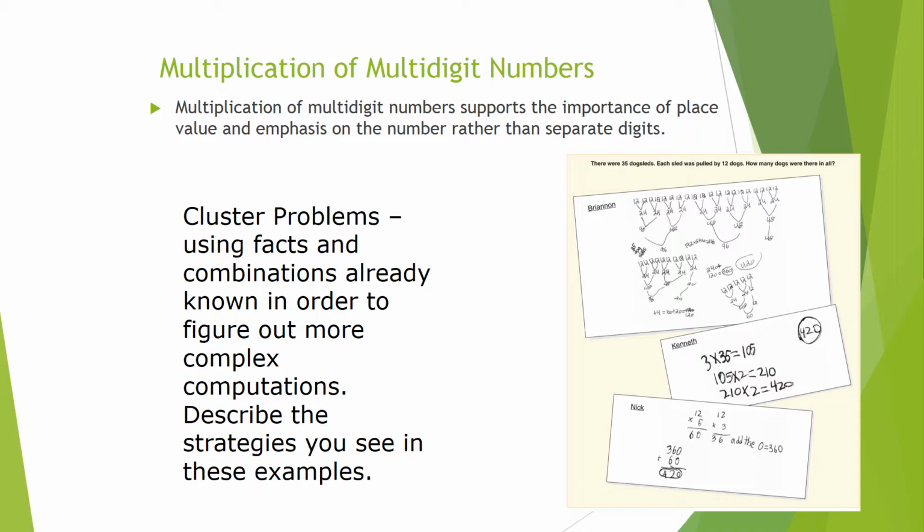With multiplication of multi-digit numbers, it's important to stress place value so that students understand that concept and can then figure out problems that have more digits. If you look at the problems on the right, these are invented strategies from students. And let's look at Kenneth's. The problem up above is there were 35 dog sleds.